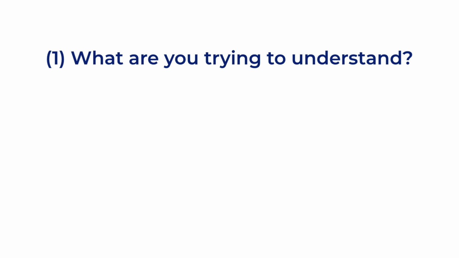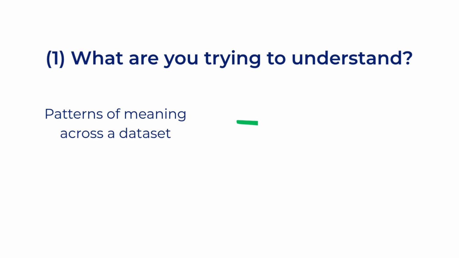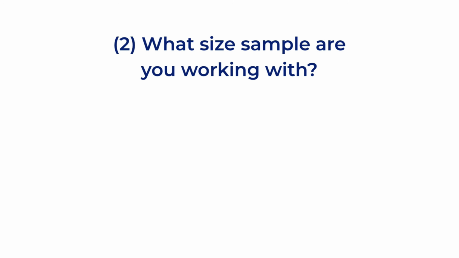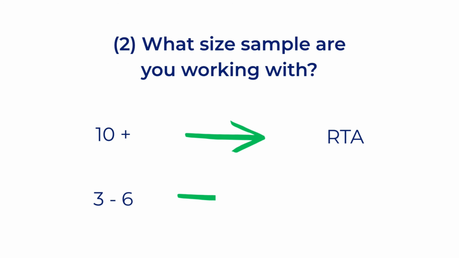So which one should you choose? Here are 3 questions to help you decide. Firstly, what are you trying to understand? If it's patterns of meaning across the data set, then RTA might be the one for you. If it's individual meaning making and experiences, it might be IPA. Secondly, what kind of sample are you working with? If it's 10 plus participants, you might be better suited to RTA. If it's between 3 and 6 participants, you might be looking at IPA.